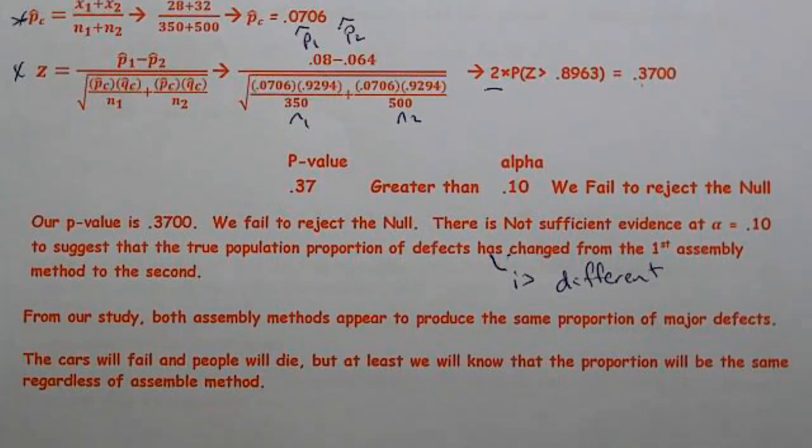Obviously, as a result, the cars will fail, people will die, but at least we'll know that the proportion will be the same regardless of the assembly method. All right, and we will do one more of these in the next one.